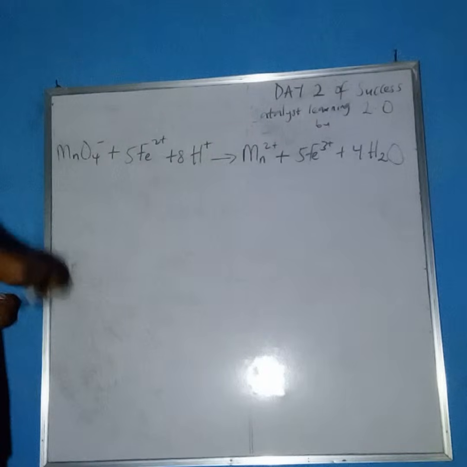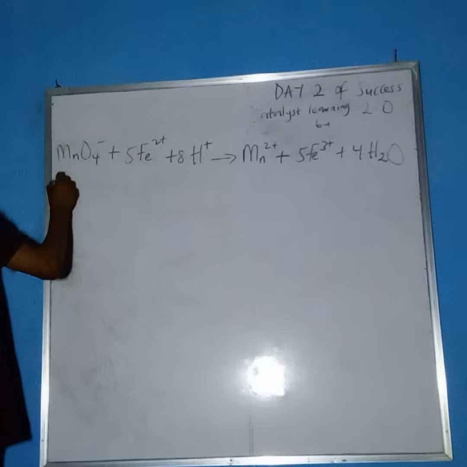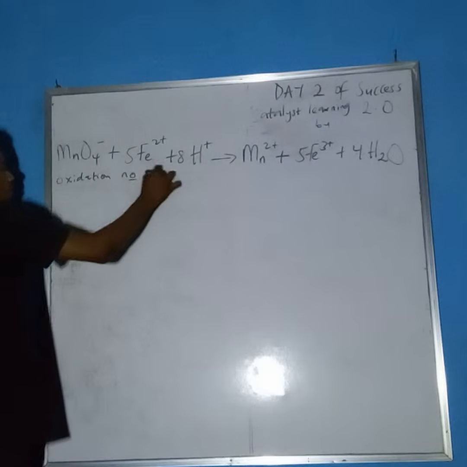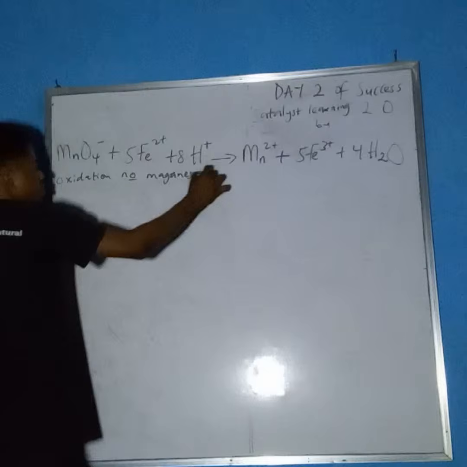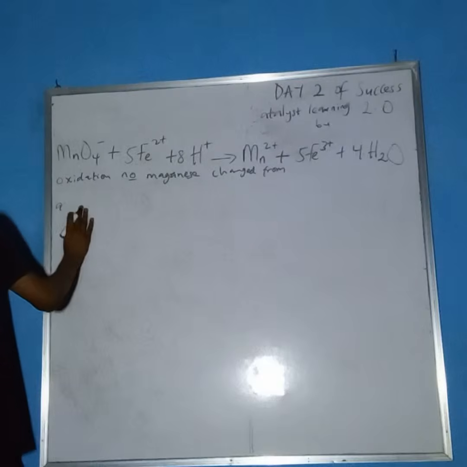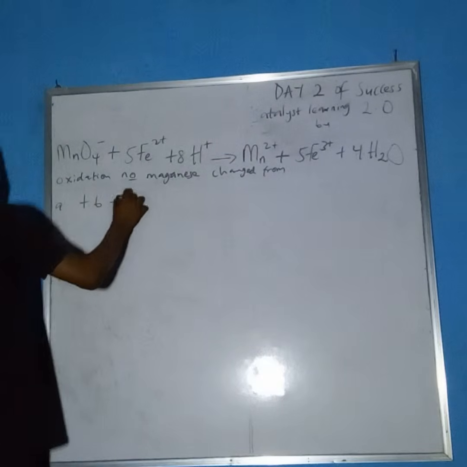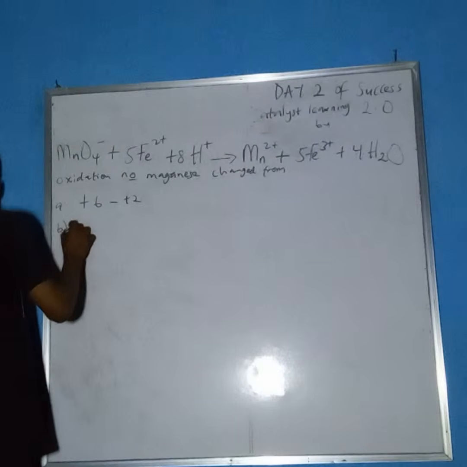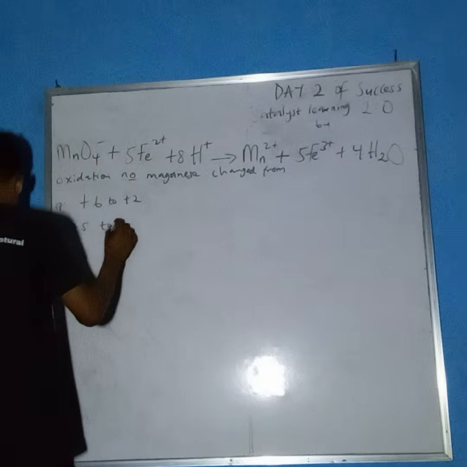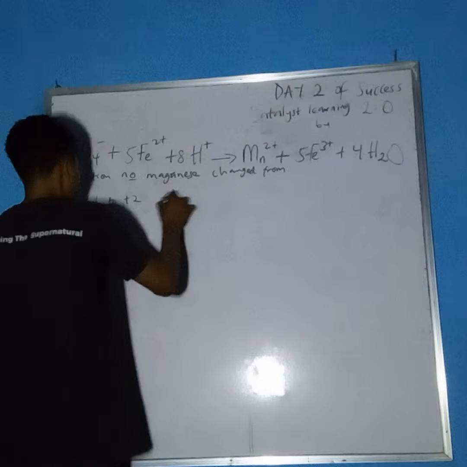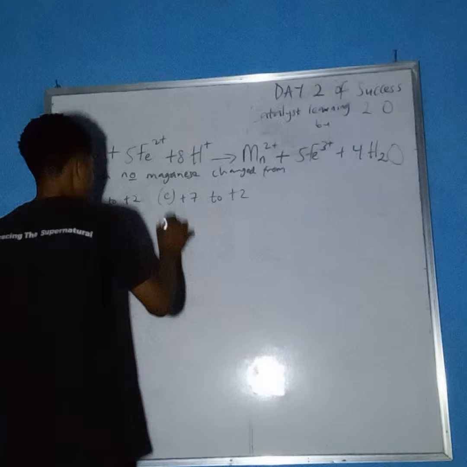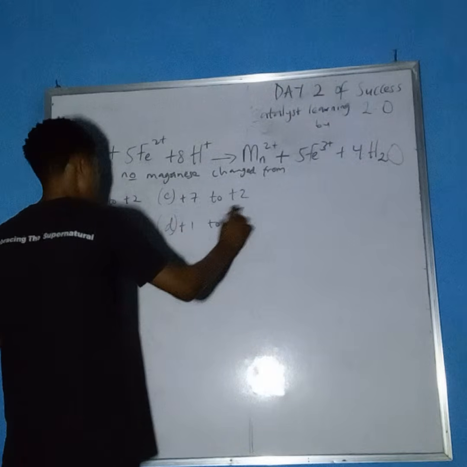Oxidation number of manganese changed from: option A, we have +6 to +2. Option B, we have +5 to +2. Option C, we have +7 to +2. And option D, we have +1 to +2. Right? That's very easy.